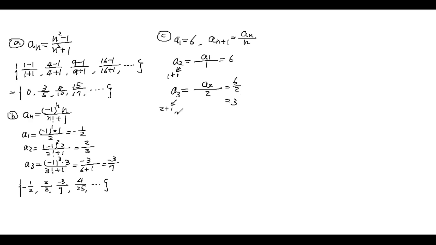Let's do one more term. So A4, the 4 is 3 plus 1. So now it will be equal to A3 divided by 3. Then we see A3 is 3, so it's 3 over 3, so it's equal to 1. If you do a few more terms, you can find out this sequence will be 6, 6, right? So the next term is 3.